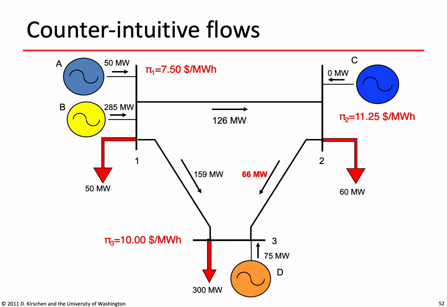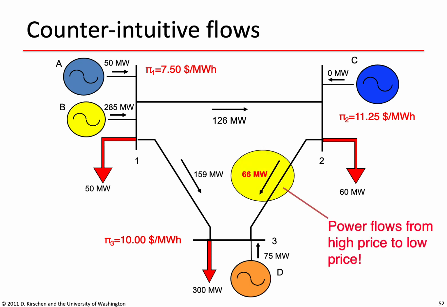If we look at this diagram where we have plotted the flows and indicated the prices at each node in our 3-bus example, we can see that there's something a bit funny going on here. The flow in the line between bus 2 and bus 3 is 66 megawatts. What's interesting is that the price at bus 2 is $11.25 per megawatt hour, while the price at bus 3 is only $10 per megawatt hour. That means that we have a flow from a high price bus to a low price bus.